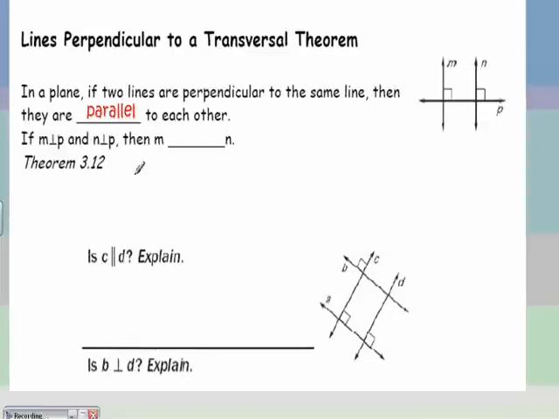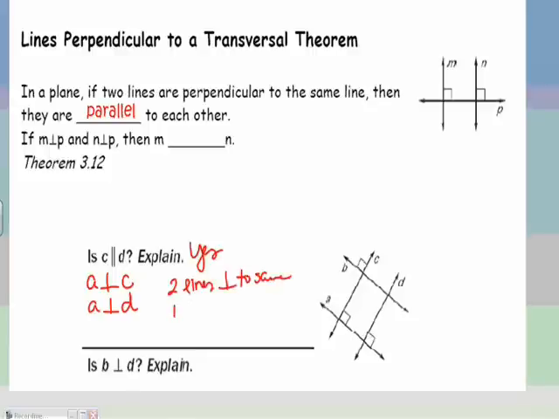Okay, this diagram here asks us this question: is C parallel to D? And then tells us to explain. Well, is C parallel to D? Yes, it is. And that is because we've got A is perpendicular to C, and we've got A is perpendicular to D, and we have just shown previously that two lines perpendicular to the same line are parallel to each other.